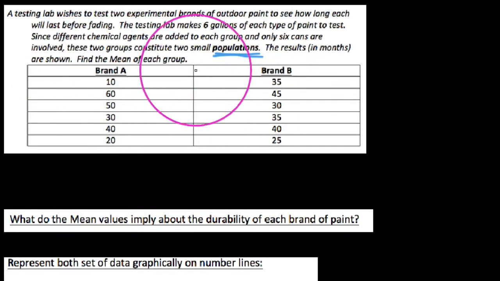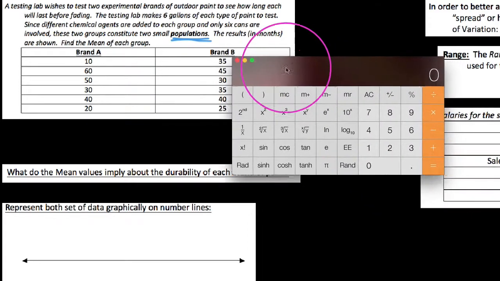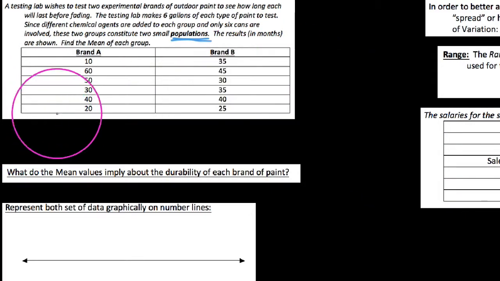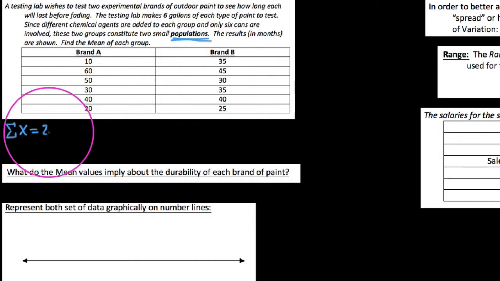So what we're going to do is find the mean, or the average, of each of these groups. In terms of finding the mean, it's really important that we take our time. Remember, when you calculate the mean, we need to sum up all of the data. Since we're talking about a population, we use a capital X to represent our data values, and we find sigma X, the sum of all of these data. If I get out my calculator: 10 plus 60 is 70, plus 50, plus 30, plus 40, plus 20. These sum up to 210 total months.